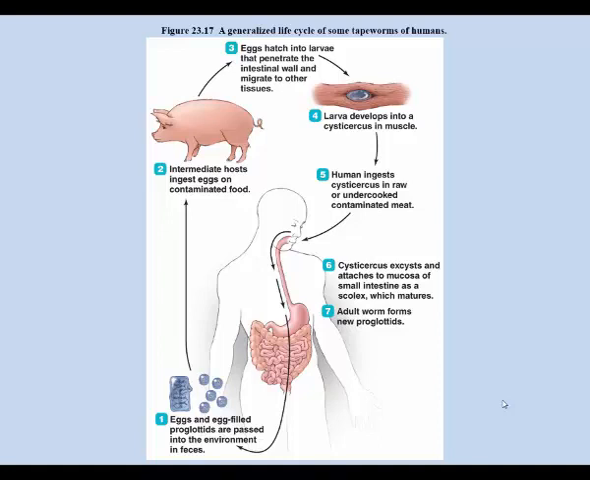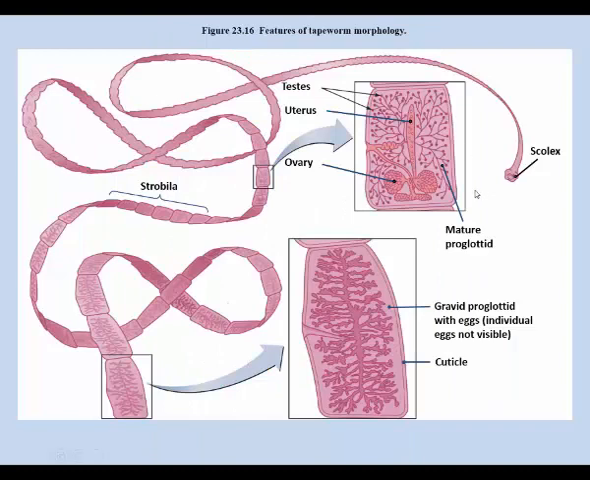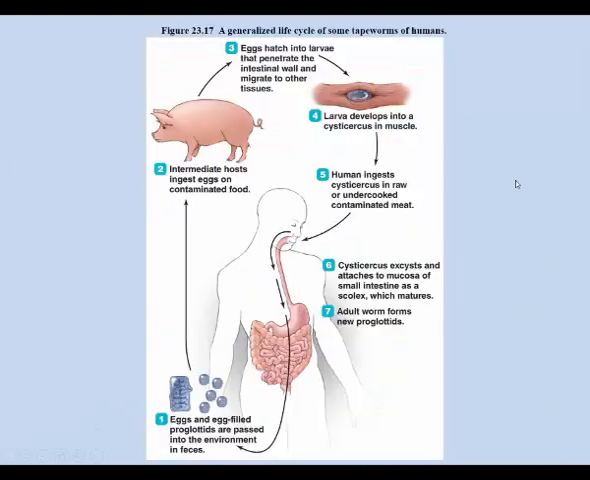That larva develops into what's called a cysticercus in muscle, and then the human ingests that cyst in raw or undercooked meat that's contaminated. And so, of course, when that enters the body, the cyst basically comes out of the cysticercus formation and attaches to the mucosa of the small intestine as the scolex form that we saw before, which you can see over here. This thing right here is what attaches. And then the adult worm forms new proglottids, which can produce eggs that pass out of the body in human waste. And again, the cycle can repeat.